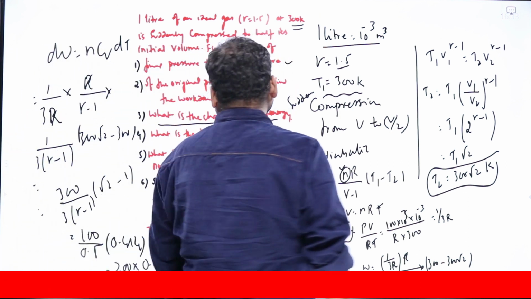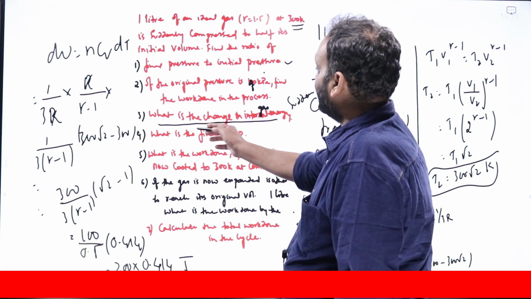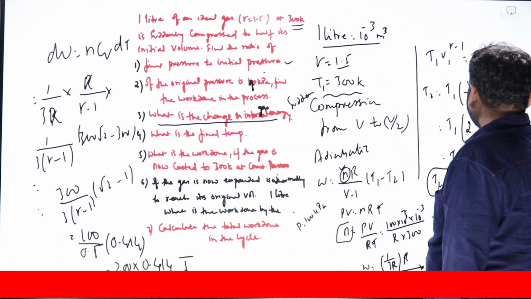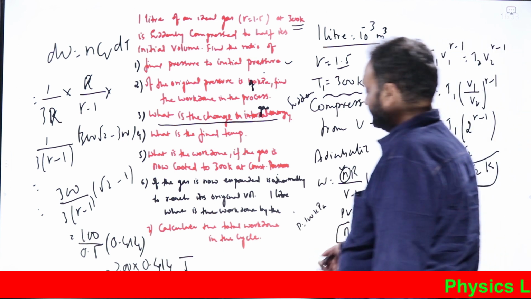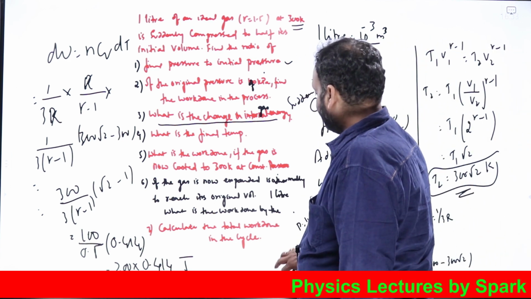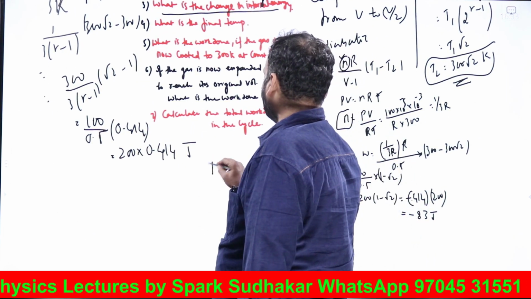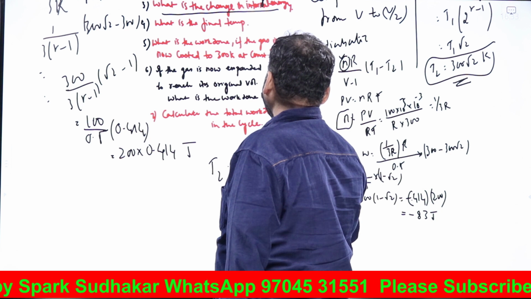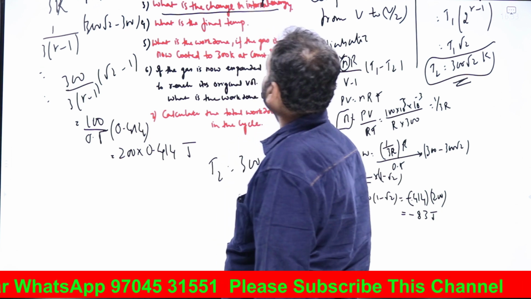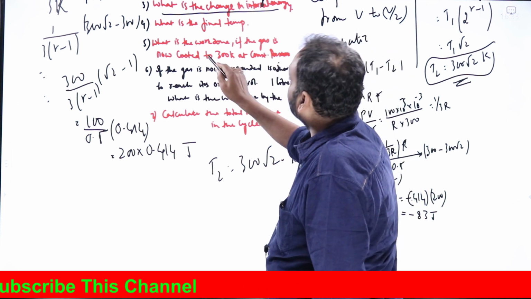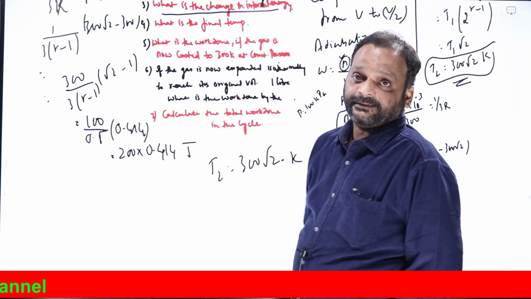Next one. What is the final temperature? In this process, we have calculated the final temperature T2 equal to 300 root 2, so that is 300 into 1.414. The final temperature is 300 root 2 Kelvin. What is the work done if the gas is now cooled to 300 Kelvin at constant pressure, is asking.